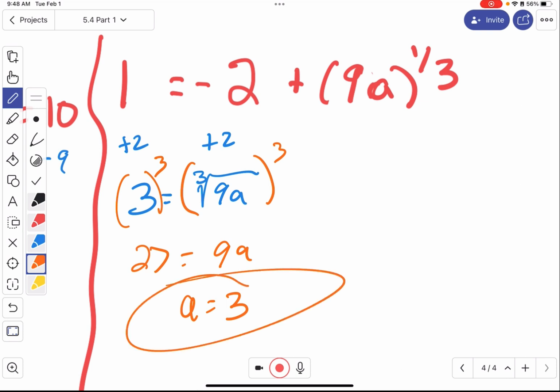Answer is up on the board. Take a peek at it, see how you did. So that's the first part of 5.4, part A. Solving equations when everything is linear.